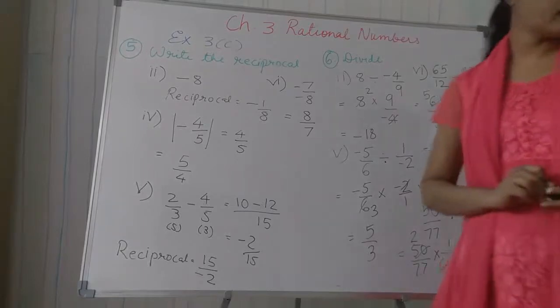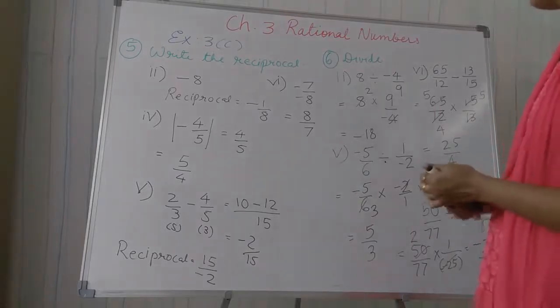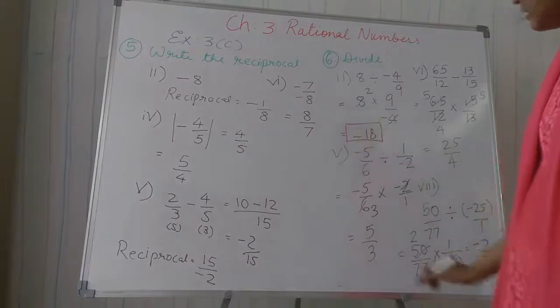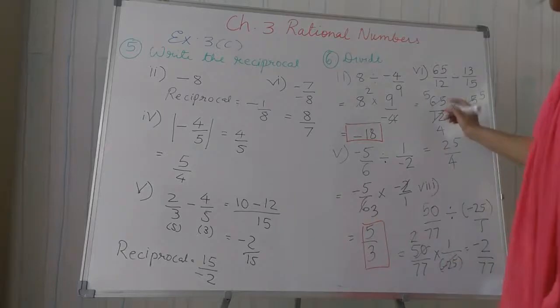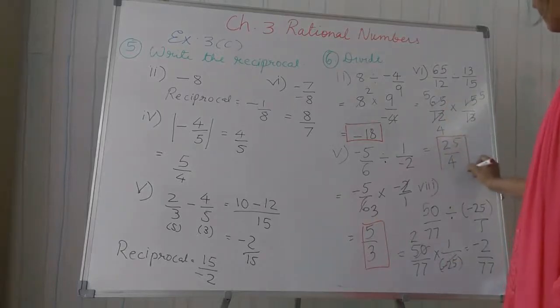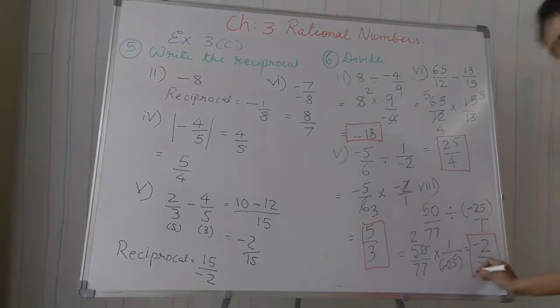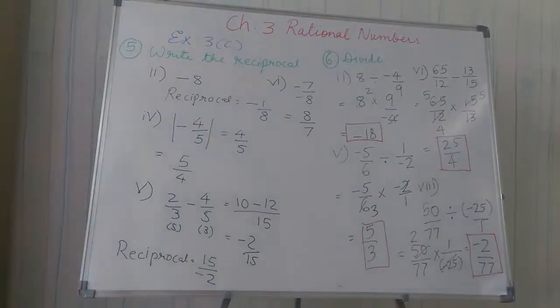So this is how we get 4 questions I have solved for you of question number 6. You see, this is the answer number 2, minus 18. This is our answer number 5, 5 by 3. This is answer number 6, 25 by 4. And this is answer number 8, minus 2 by 77. So now I think all of you are clear with the method of how to solve divide questions.